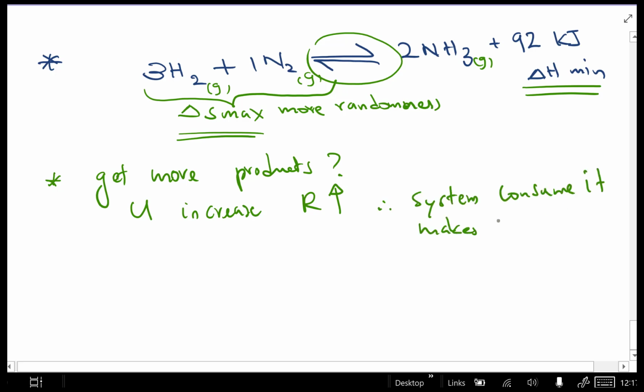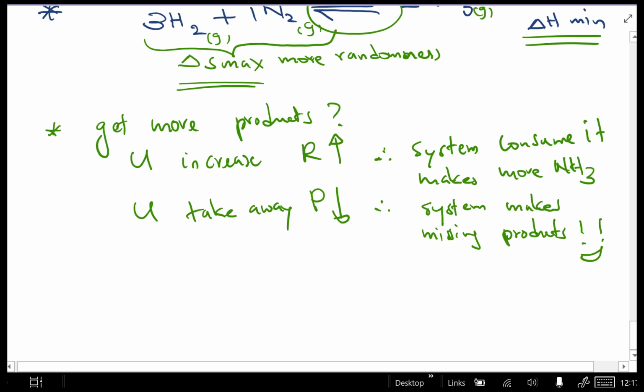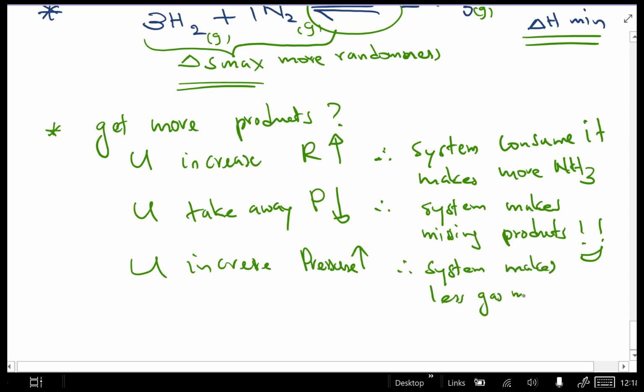So what's the idea here? Let's say you increase the reactants, and the system will fight back by using up the reactants, so you will get more products, right? You take away the product ammonia to clean your windows or something, and then the system will fight back to make more of the missing product. So we are happy, we get more products, right? That's the idea simply. Also, you increase pressure. The system doesn't like increased pressure, so it's going to fight back by making fewer molecules, or fewer gas moles.